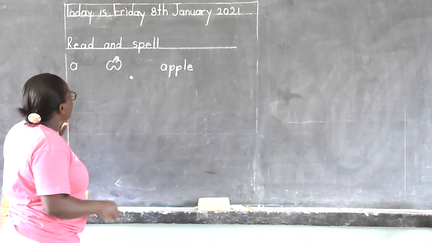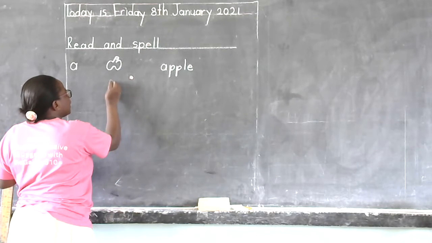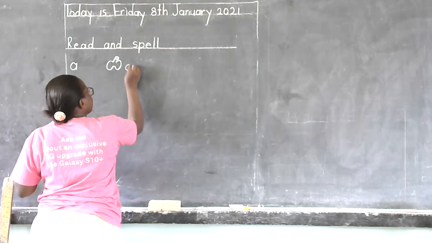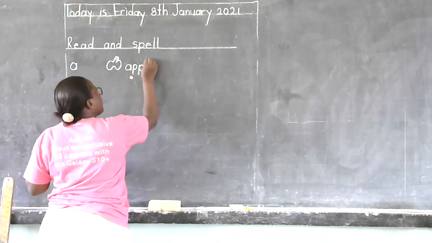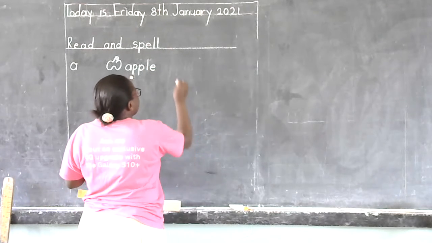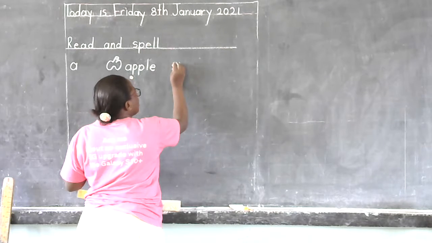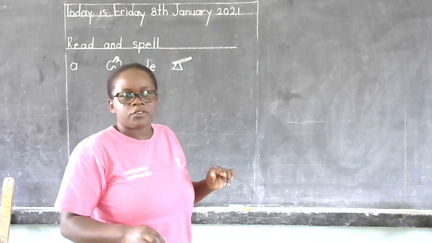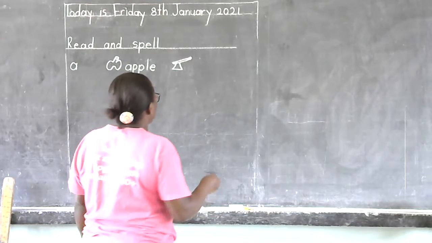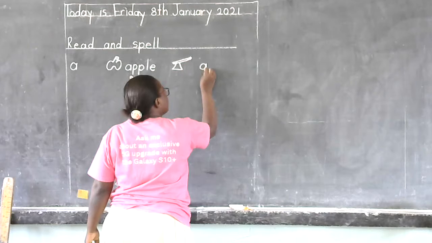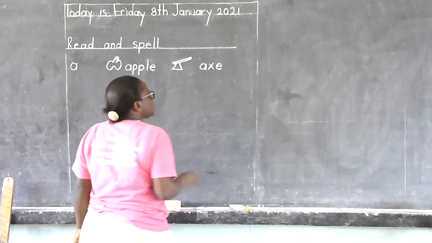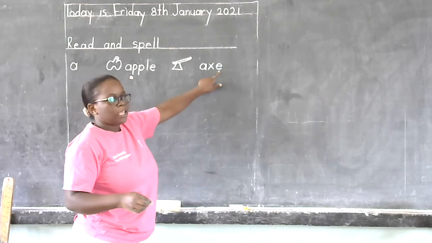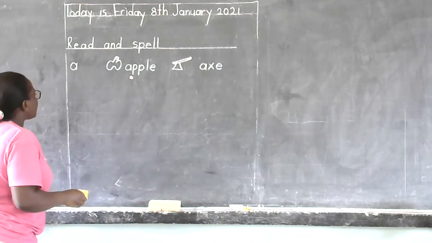Wonderful. I also have another picture for my letter A. Let me write it here. Do you remember the picture for letter A, children? Yes, axe. We have the picture of an axe. Can you all write for me the word axe, children? Do you know how to write the word axe? Oh, you know. Wonderful. Can you check your word if it is like mine? Okay, spell your word. A-X-E. Good, children.